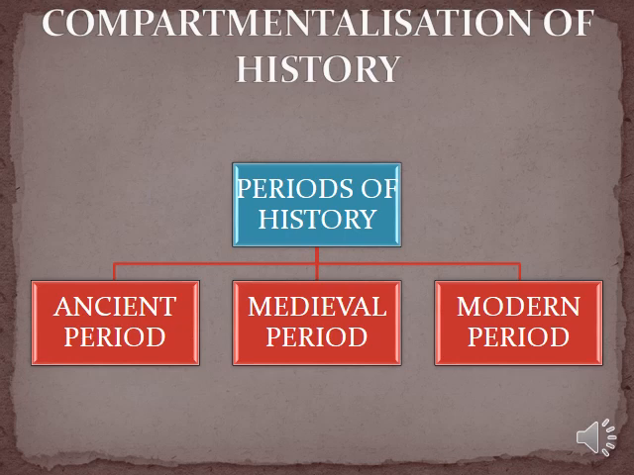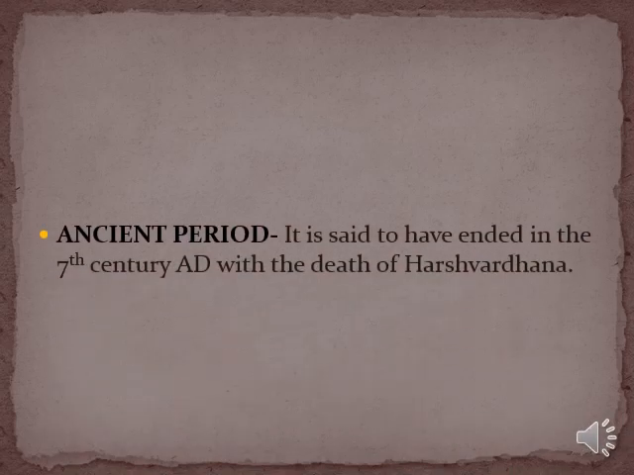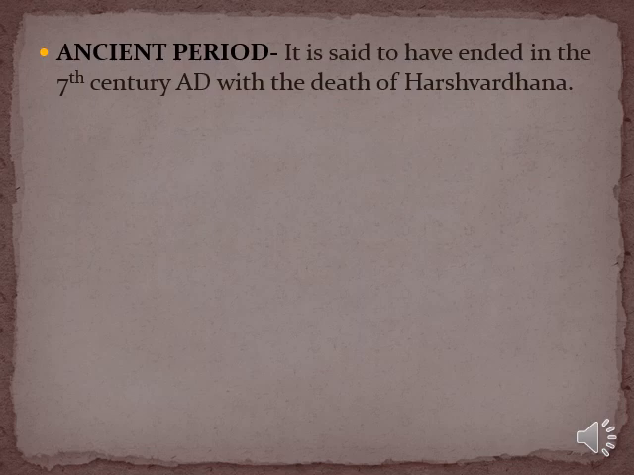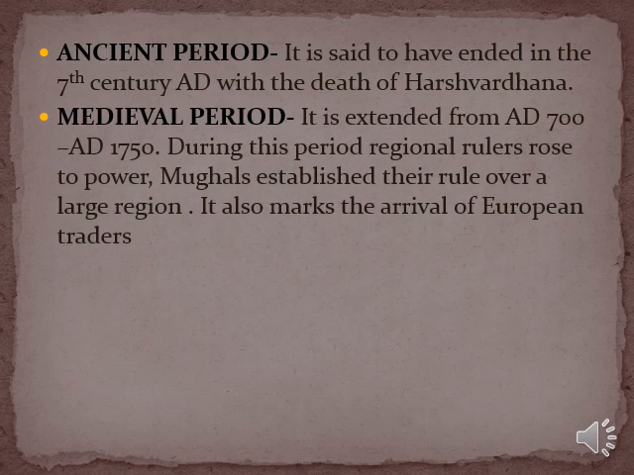We have divided history into three different periods according to their timings. First is the ancient period, second is the medieval period, and third is the modern period. Here we have the ancient period. It is said to have ended in the 7th century AD with the death of Harshvardhana. Medieval period extended from AD 700 to AD 1750.